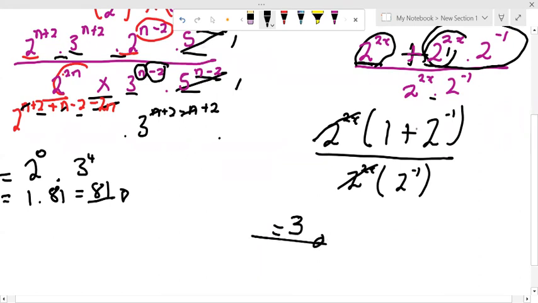Okay, guys, that's how we approach a multiplication and an addition. That will be it for our lesson.